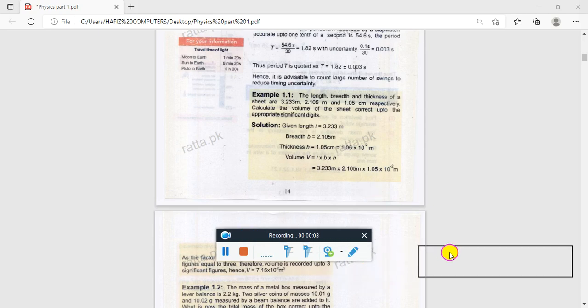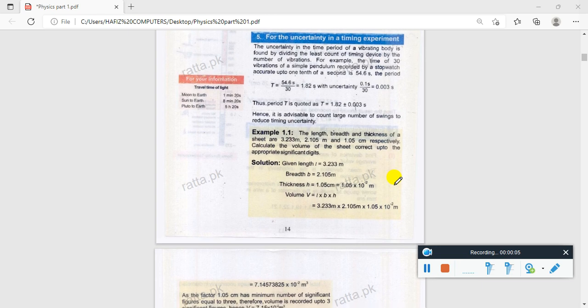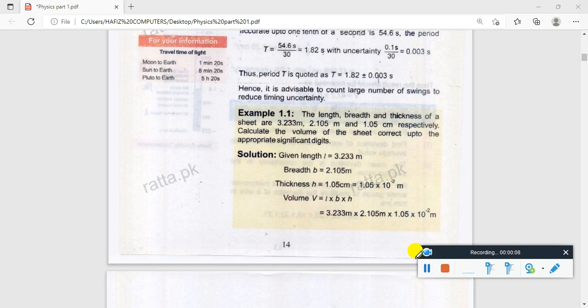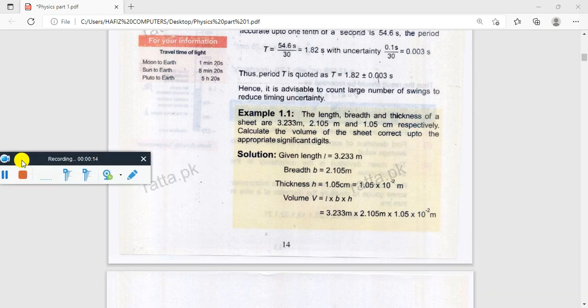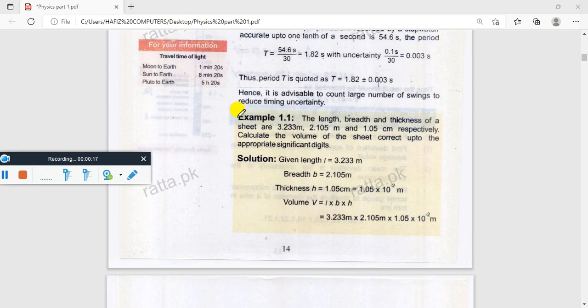So in this video we will see some numericals related to uncertainty, significant figures and precise measurements. So here is the first numerical problem, example 1.1. The length, breadth and thickness of a sheet are given. The first two are in meters and the third one is in centimeters. Calculate the volume of the sheet up to the appropriate significant figures. First we will write length, breadth and thickness.